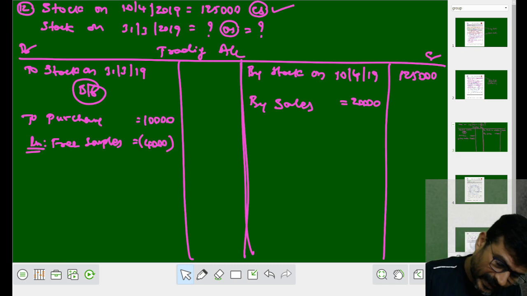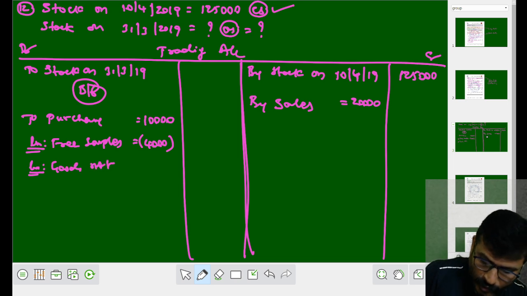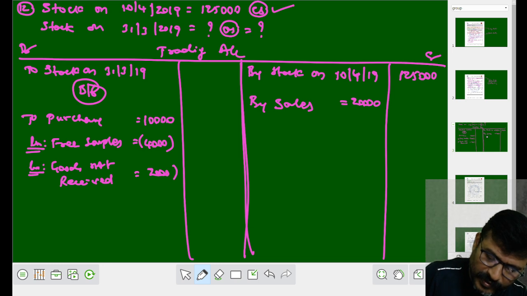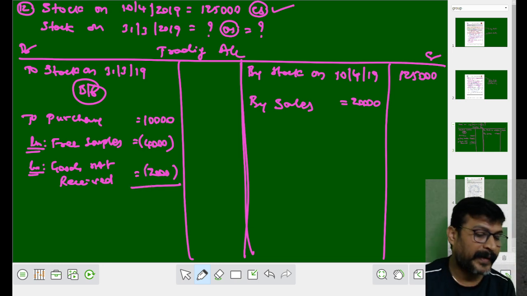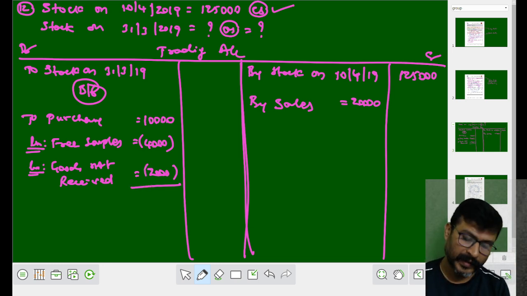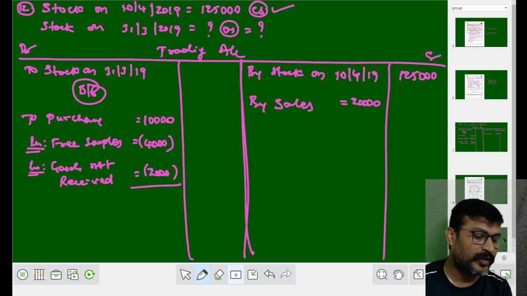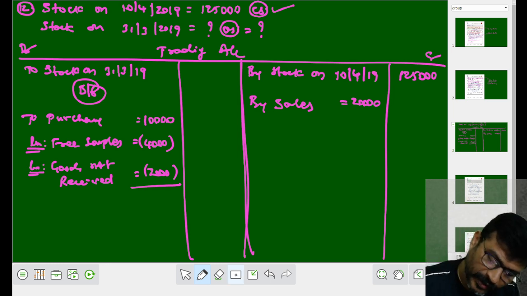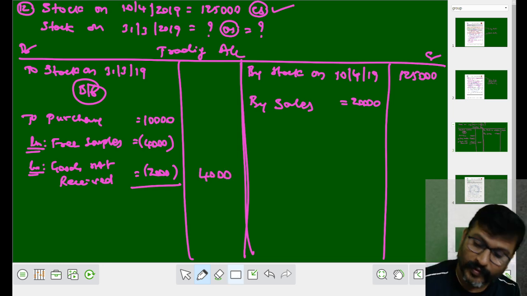Let us write: less goods not received, an amount of rupees 2000. Subtract both the numbers. So, out of 10,000, subtract 4,000, subtract 2,000, it comes to an amount of rupees 4,000.